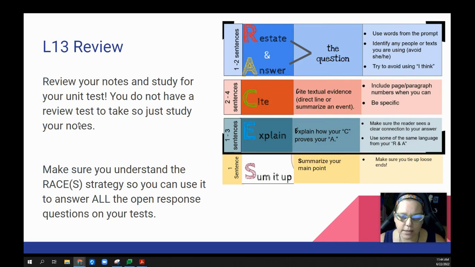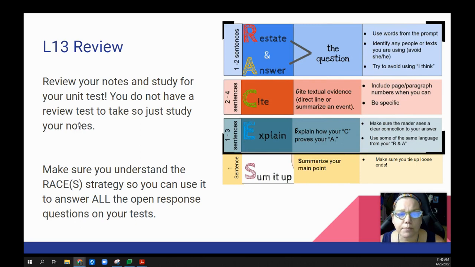You want to restate the question and answer it right in your topic sentence. Then you're going to cite evidence from the text or from the lesson. You're going to cite evidence. And then you're going to explain how that evidence shows that that is the correct answer, okay? And then if you didn't already sum it up, then you will summarize your main point and just make sure you're tying up any loose ends in there. So just make sure that you have that included in each of your open response questions, and make sure that your notes have enough information in them that you can study before your test.